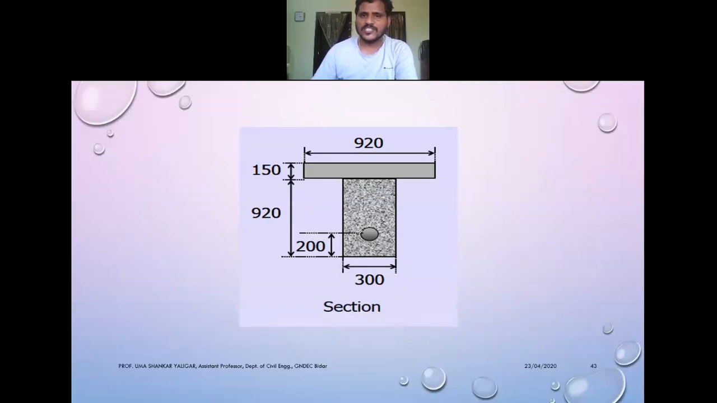This is the section given. The depth is 920. The depth of the slab or flange is 150 mm. The effective width of the flange is 920 mm. This is 300 mm. And this is 200. Your cable is at a distance of 200 from the bottom of your beam.